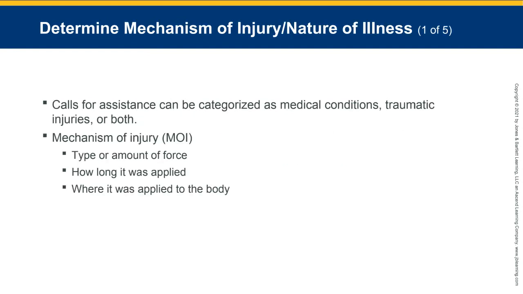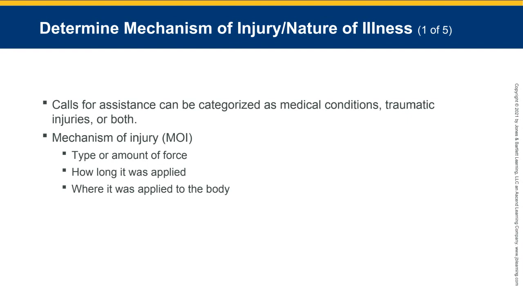In the scene size up phase, we will determine the mechanism of injury or the nature of illness. The mechanism of injury is specific to trauma patients. The nature of illness is specific to medical patients. However, a patient can have a combination of both. Calls for assistance can be categorized as medical conditions, traumatic injuries, or a combination of both.